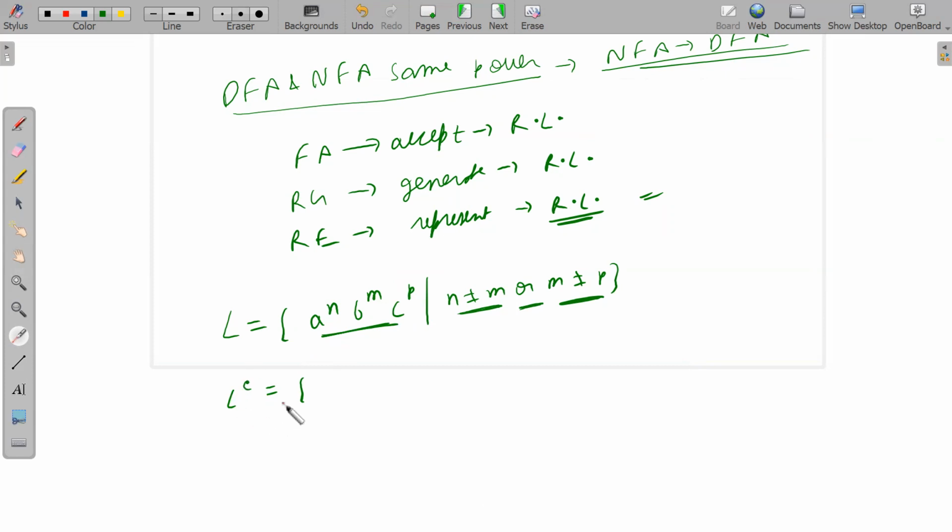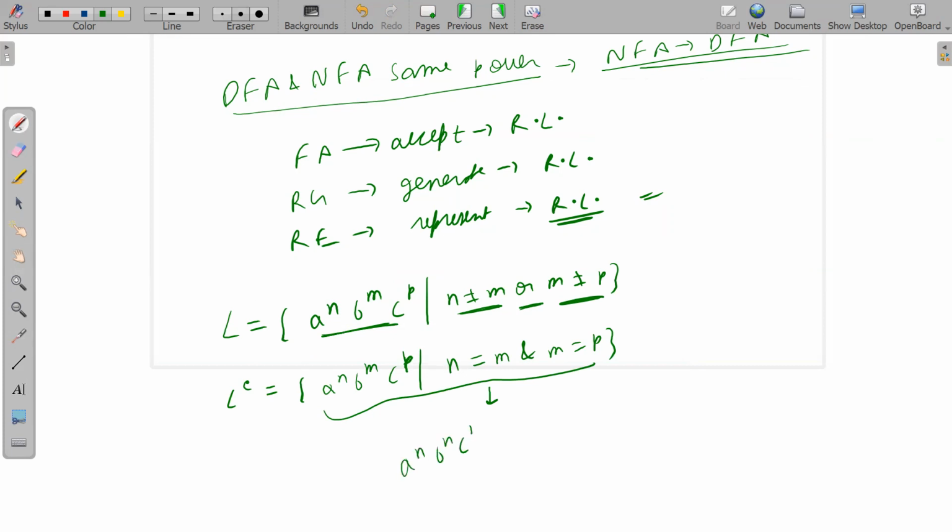Now, what about my L complement? L complement will contain lots and lots of strings, but it will definitely contain a language like this: A power N, B power M, C power P, such that N is equal to M and M is equal to P. That means what? Again, CS. So it will be nothing but A power N, B power N, C power N. So L complement will contain this thing. And it will contain other strings also, but it will contain this thing. And this is what? CSL.